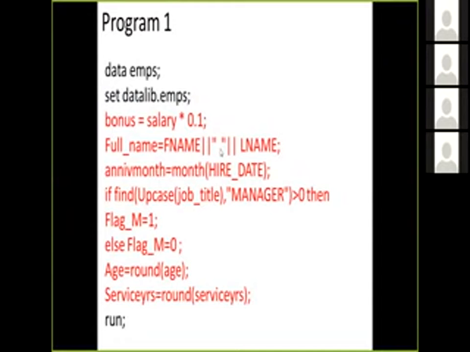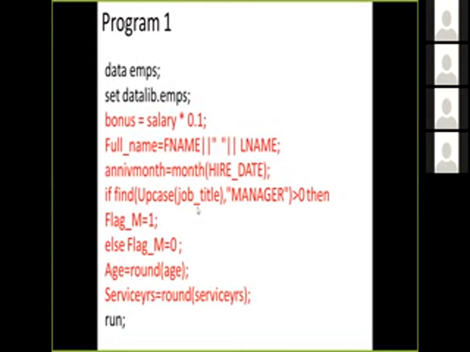Then we are writing if find upcase of the job title, manager, greater than zero. Now, there are two functions that I'm using. First is upcase on the job title. If you look at the job title values, manager can be at the end or could be the first one. Somebody has a job title like administrative manager or purchasing manager, and M can be capital or small. So before we compare or find anything, we make them all of the same case.